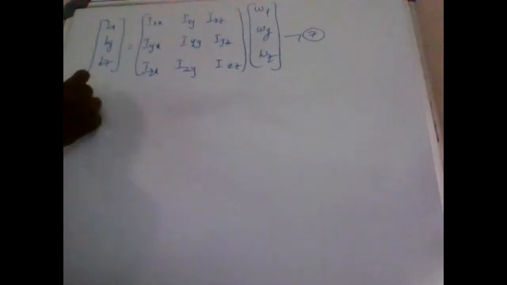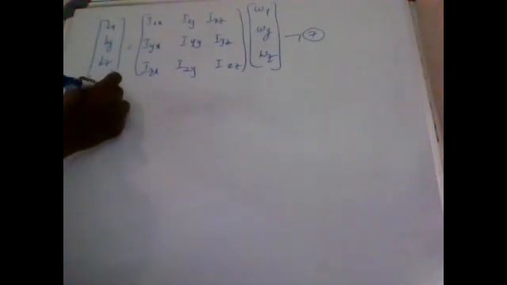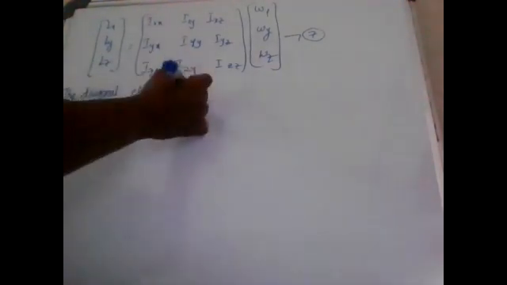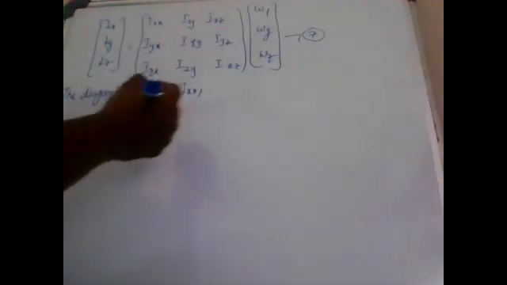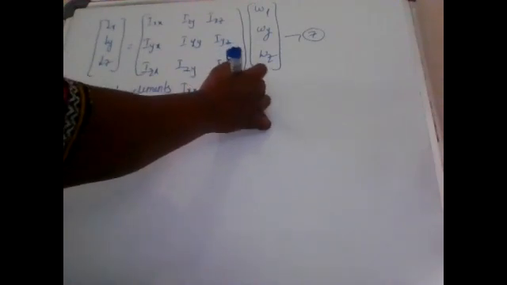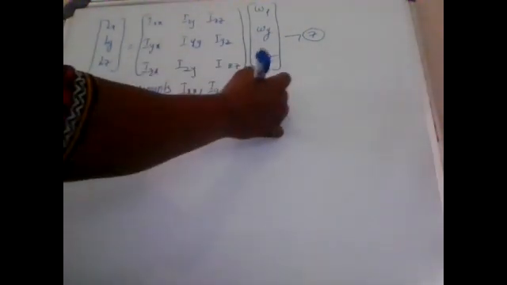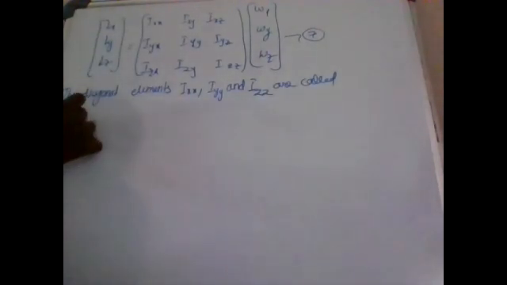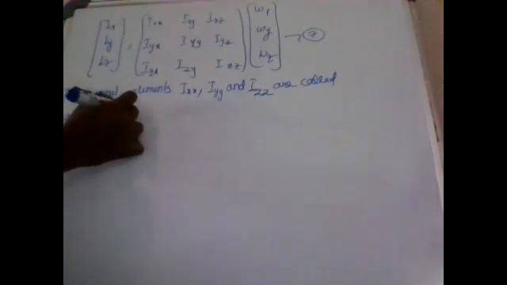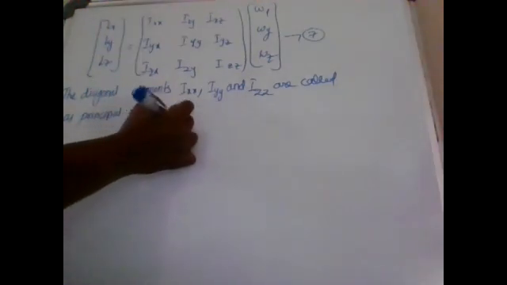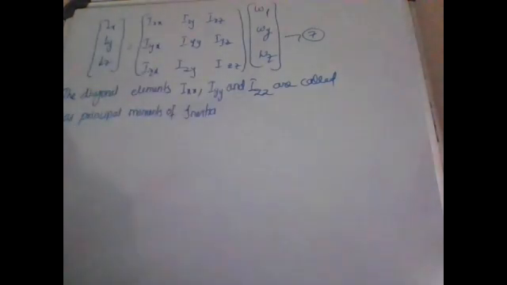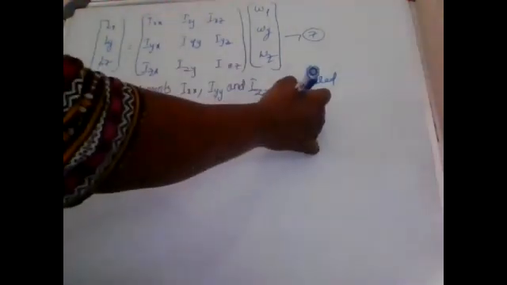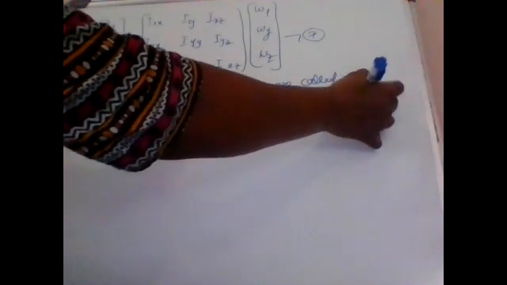The diagonal elements I_xx, I_yy, and I_zz are called principal moments of inertia around the x, y, and z axes respectively.